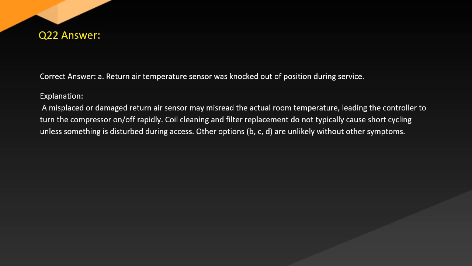Answer. Correct answer: A. Return air temperature sensor was knocked out of position during service. Explanation. A misplaced or damaged return air sensor may misread the actual room temperature, leading the controller to turn the compressor on and off rapidly. Coil cleaning and filter replacement do not typically cause short cycling unless something is disturbed during access. Other options B, C, D are unlikely without other symptoms.